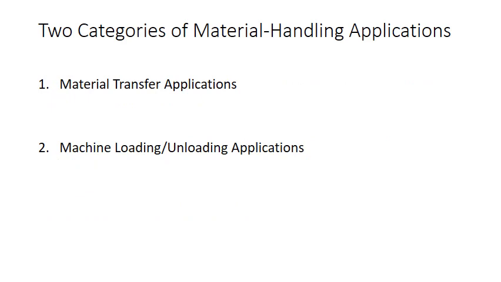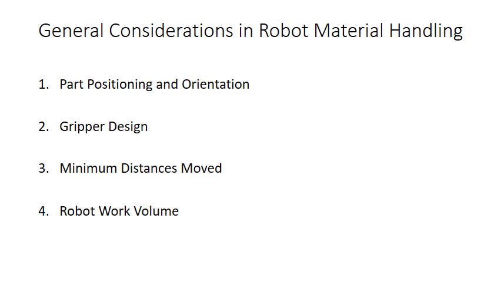There are mainly two categories of material handling applications. The first one is material transfer applications, and the second one is machine loading, unloading applications. We'll go through some general considerations in robot material handling.